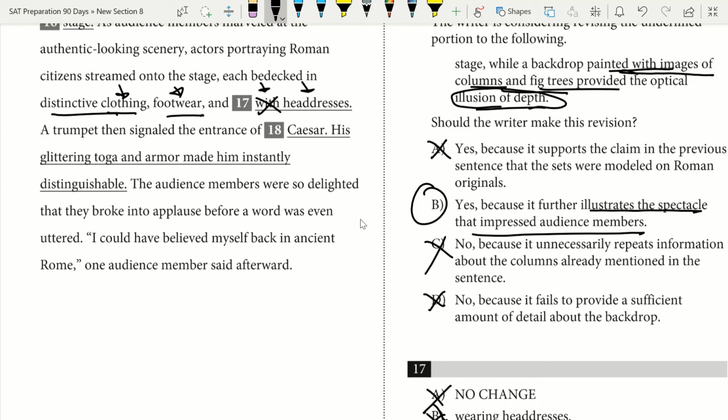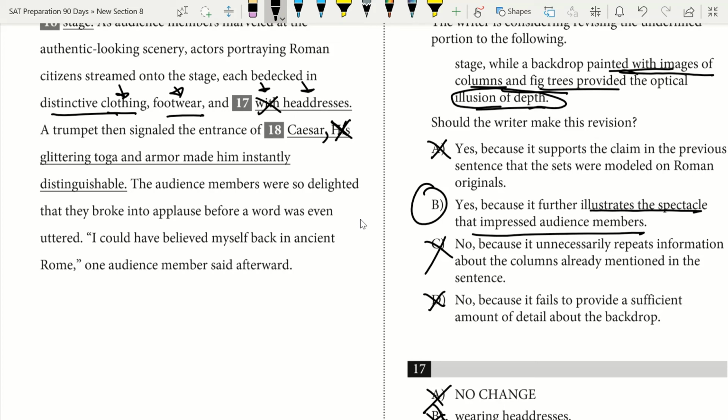All right, so a trumpet signaled the entrance of Caesar. If I see I have Caesar followed by something like Caesar or his or he, anything that's a pronoun referring to Caesar, I know I'm going to want to get rid of it. Okay, and usually when I do that, most of the time, in my opinion, I can get rid of whatever it is here. If it's a pronoun such as he or his, or if they were to rename Caesar, I can put a comma there and then use who or whose in order to tack on this last part.